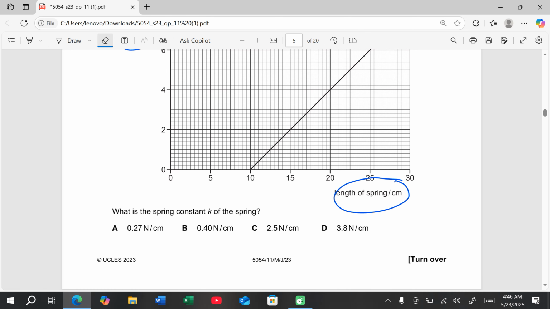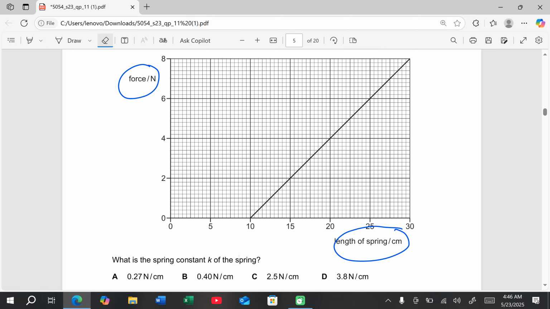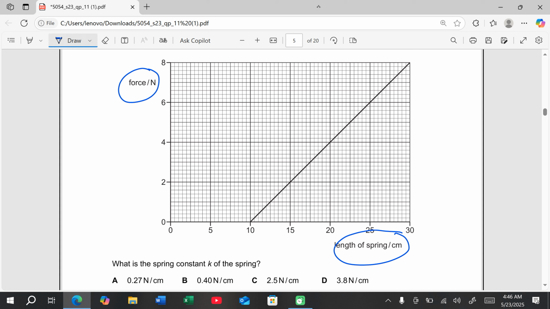So what is the spring constant k? F = kx, so F over x is equal to k. So the gradient of this graph, which is the change in force over change in extension, is going to give you k.